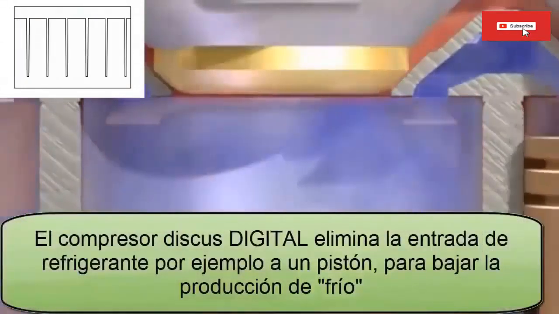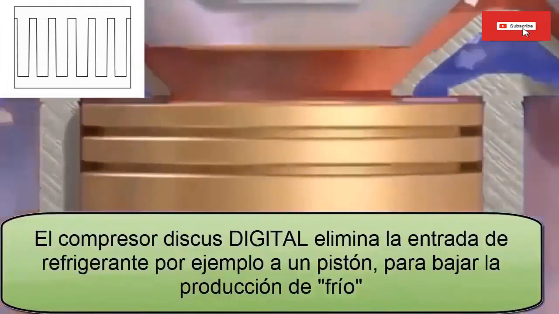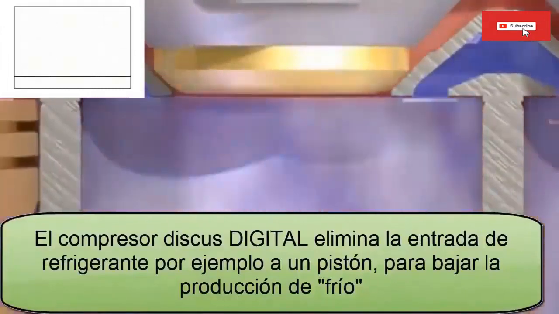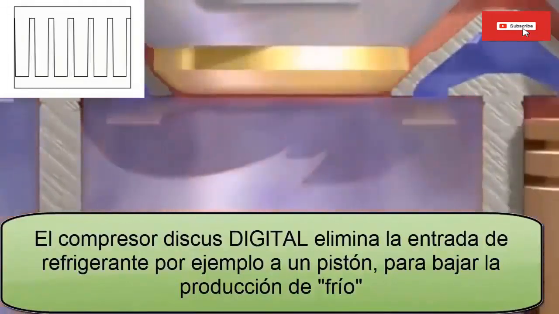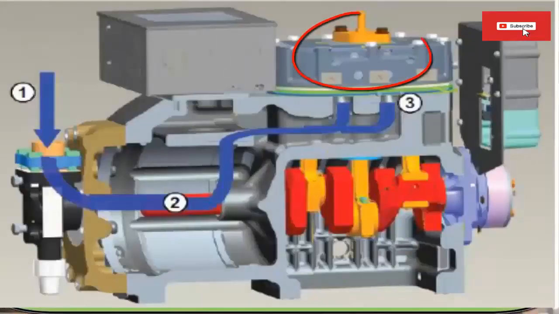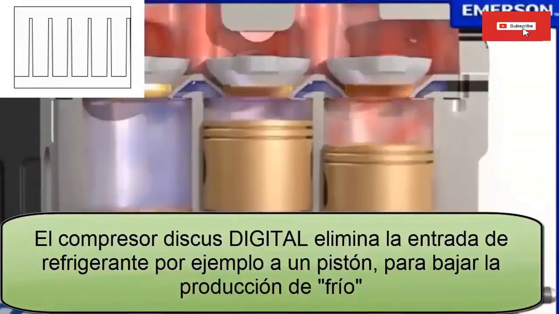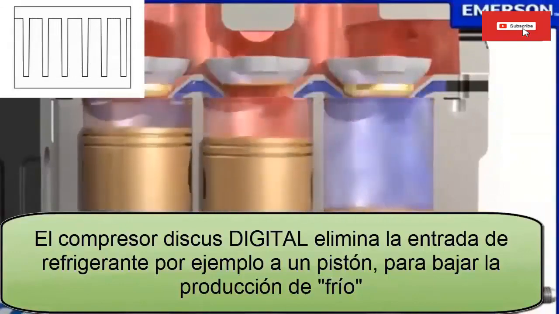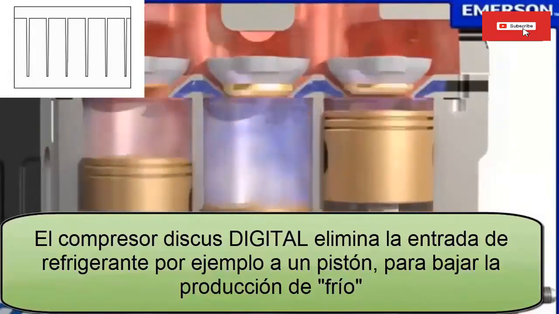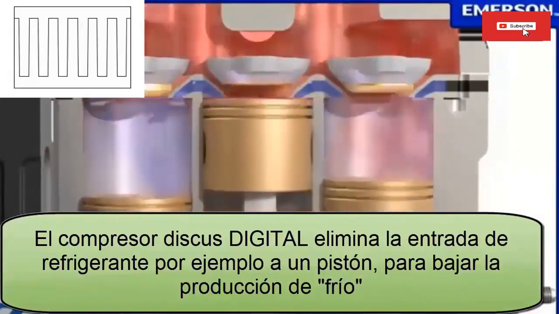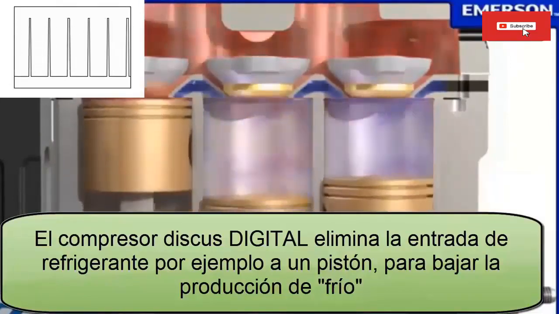3. Digital technology is based on the cyclical control of a special solenoid valve that is inserted in the cylinder head of the compressor. 4. The solenoid valve actuates a piston that controls the entry of gas to the suction area of the valve plate of the discus compressor. The idea is to prevent refrigerant gas from entering certain cylinders, to only compress the necessary amount of gas.